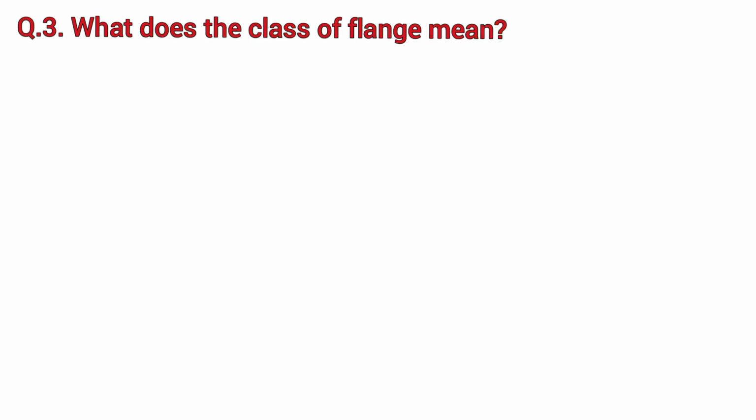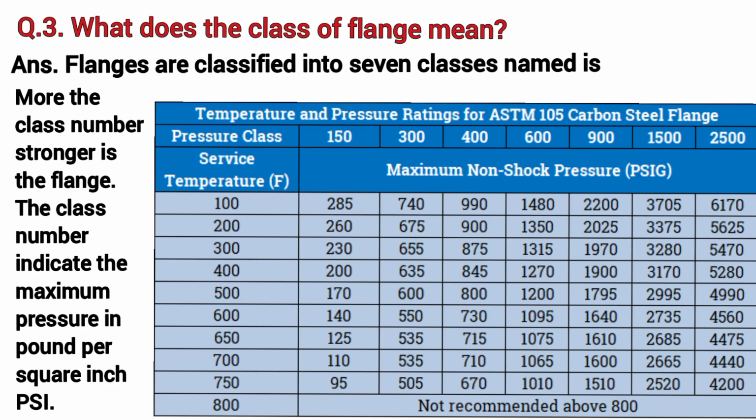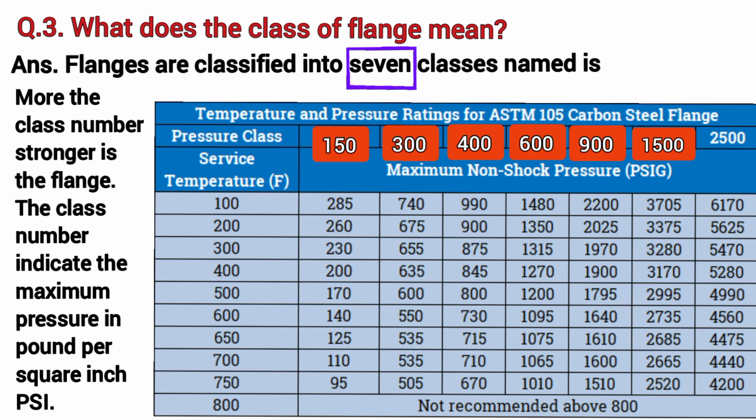What does the class of flange mean? Flanges are classified into classes named 150, 300, 600, 900, 1500 and 2500. More the class number, stronger is the flange. The class number indicates the maximum pressure in pound per square inch.